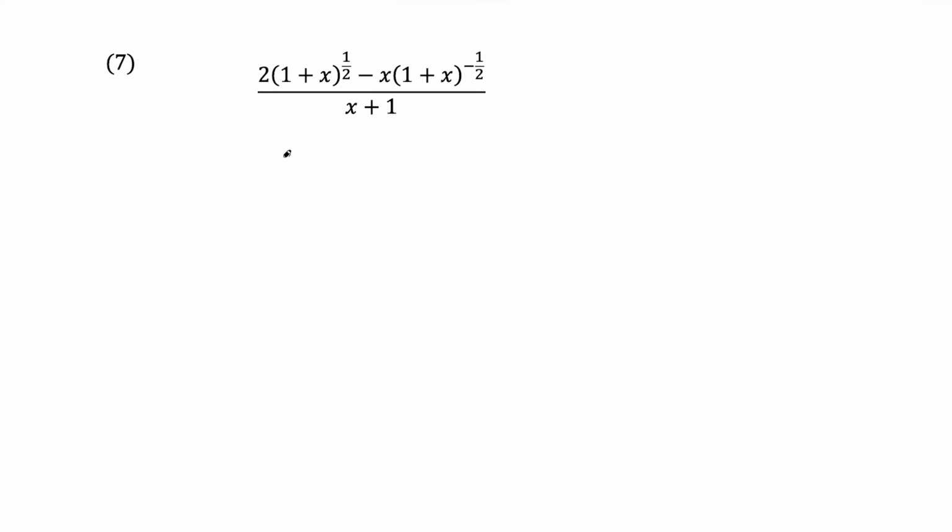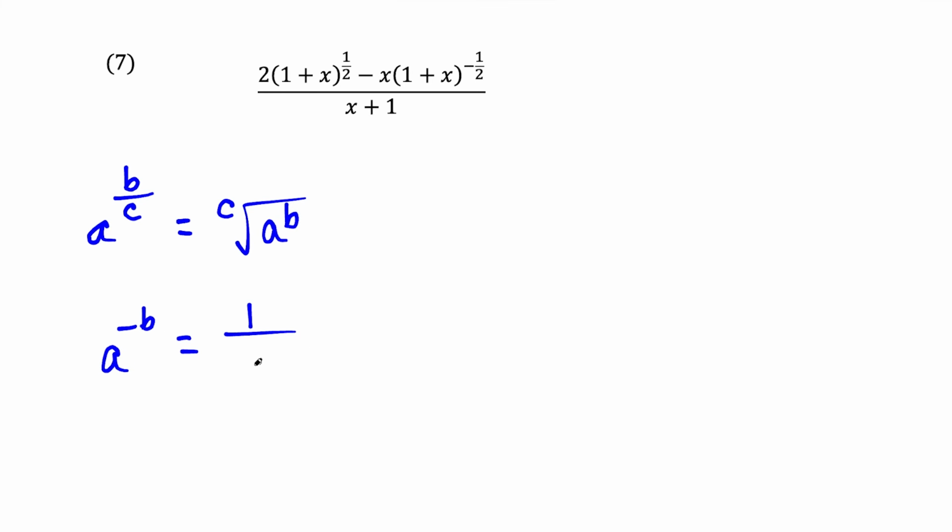Question 7, we want to simplify this fractional expression. And I'm going to use these two rules. We have a to the b over c is equal to the c root of a to the b power. And we could also say that a to the negative b is equal to 1 over a to the b power. So I'm going to use these two rules.